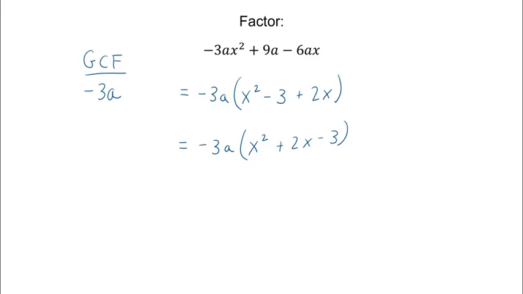Well, this is a trinomial with a leading coefficient of 1, and trinomials with leading coefficients of 1 are going to factor into 2 binomials. To get an x squared, we must have an x. So the first term will be x and x. Then we need 2 numbers that when multiplied give us a negative 3, but when added give us a positive 2. Well, those 2 numbers are positive 3 and minus 1, because 3 times negative 1 gives us negative 3, and 3 minus 1 gives us 2. So there's the correct factorization of our original polynomial.